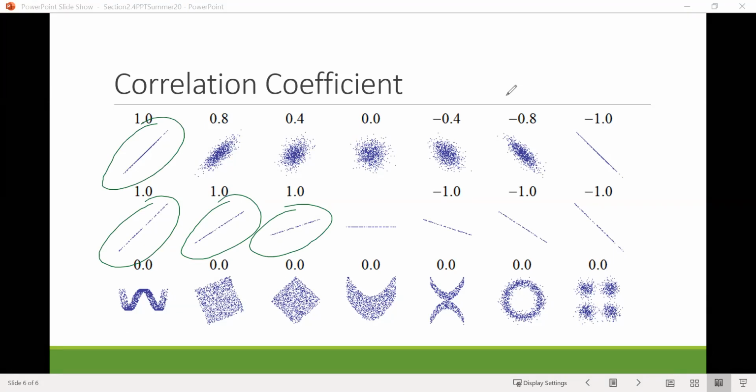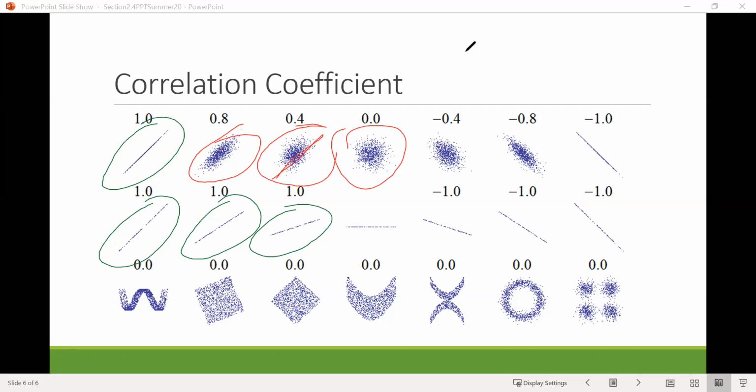Then notice as we start to move down to less than 1, here at 0.8, it still looks like a linear shape, but it's a little bit more spread out. At 0.4, we're definitely starting to lose any semblance of a line, although it does still look like it's sloping up. But then at 0, there's no semblance of a line whatsoever, just a bunch of random dots.